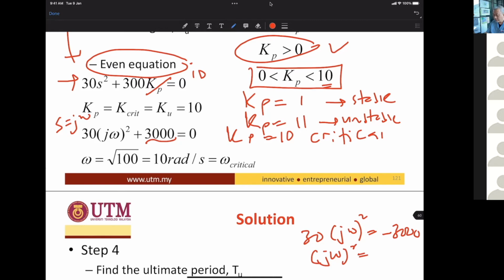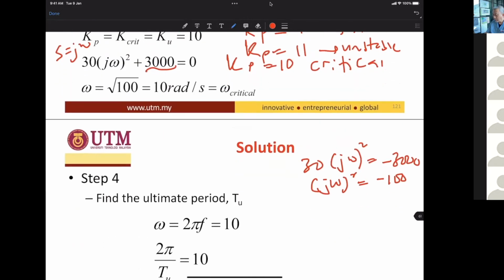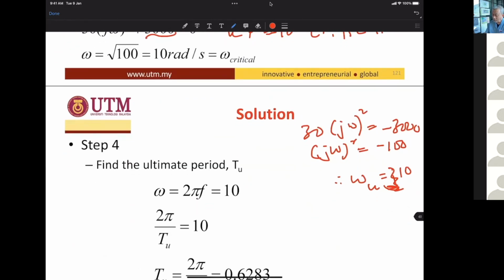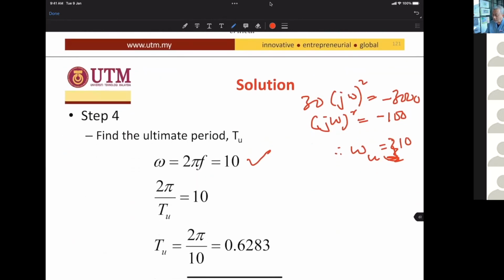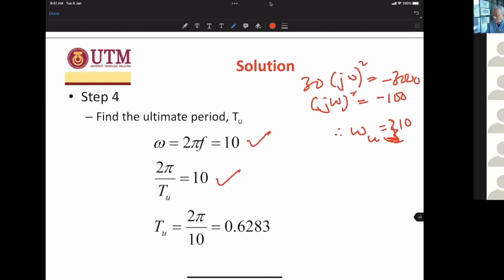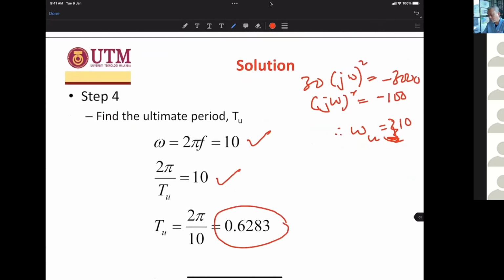So minus j omega is minus 100, right? So minus 100. That is why omega u is plus or minus j10. And the frequency is 10, sorry, omega is 10. So omega equals 2 pi f, equal to 10. 2 pi divided by Tu is 10. So Tu is 0.6283.